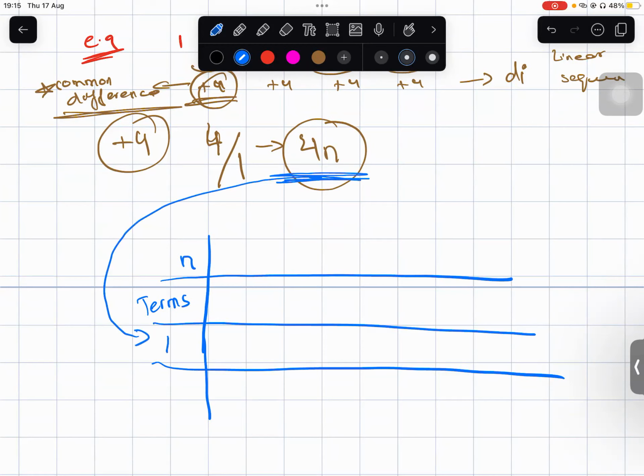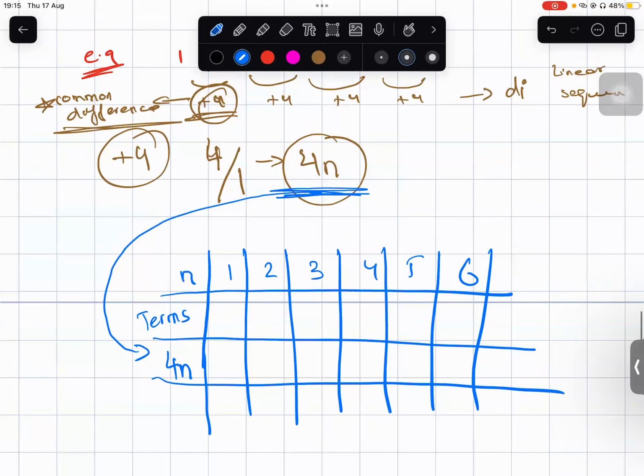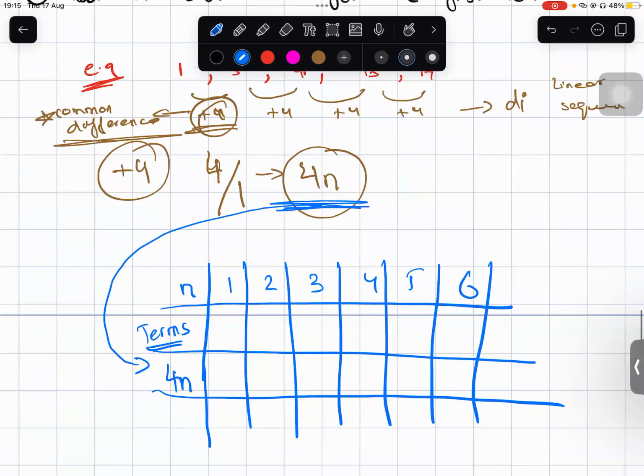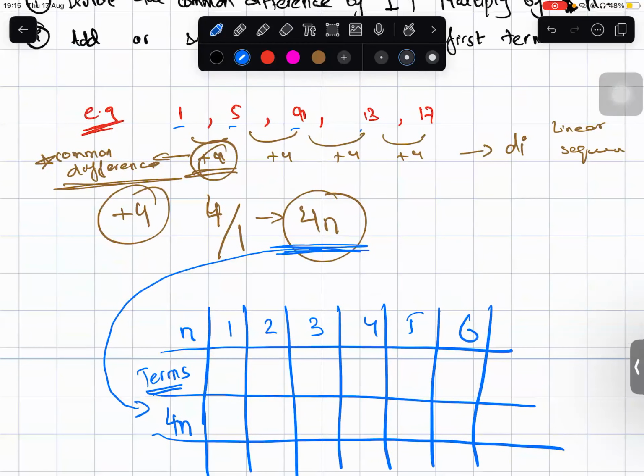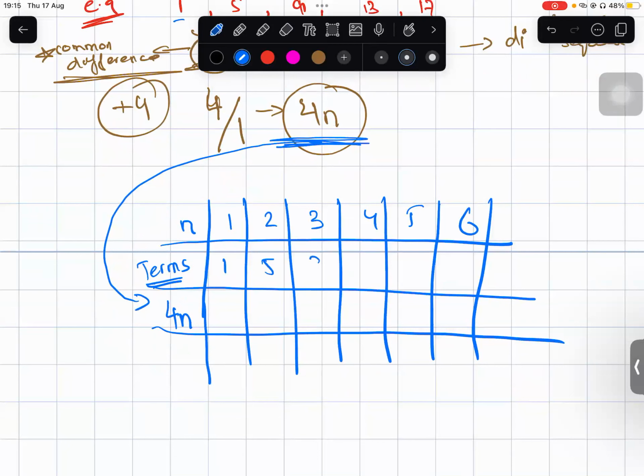4n. Now, n is very basic. It's just the number of terms, right? So you'll write 1, 2, 3, 4, 5, 6, the number of the term. Second are the terms themselves, which are 1, 5, 9, 13, and 17. You'll write those then. Are we good so far? Is it clear? Yeah.